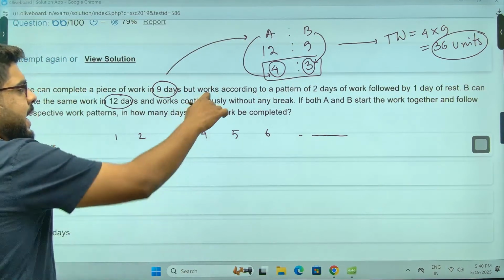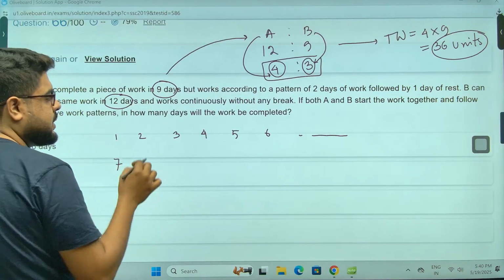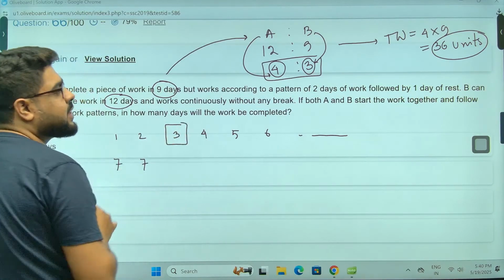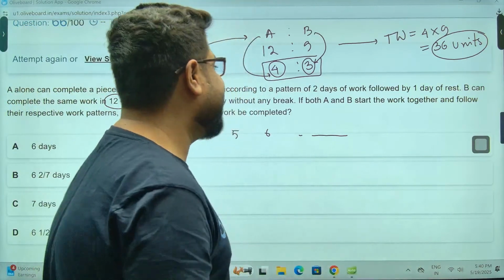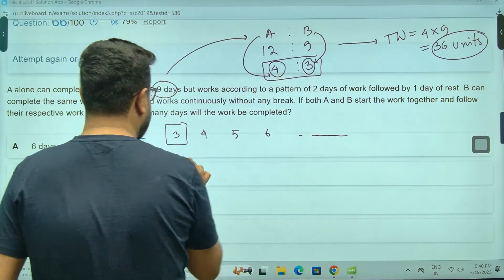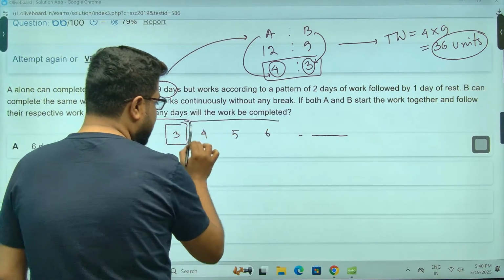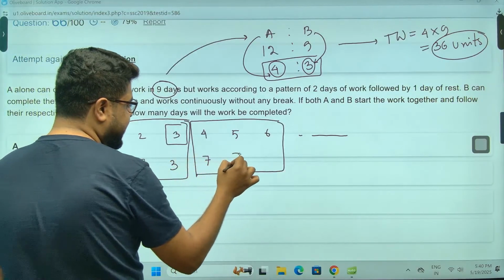Now day 1, A and B both work, so they will complete 7 units. Next day, again 7 units. Third day, A is not working. A has taken a break. Bahut kaam kar liya, now let's take a break. But B is working, B will do 3 units. So this is my packet. I told you, you must make packets in these situations. So here also 7, 7, 3.